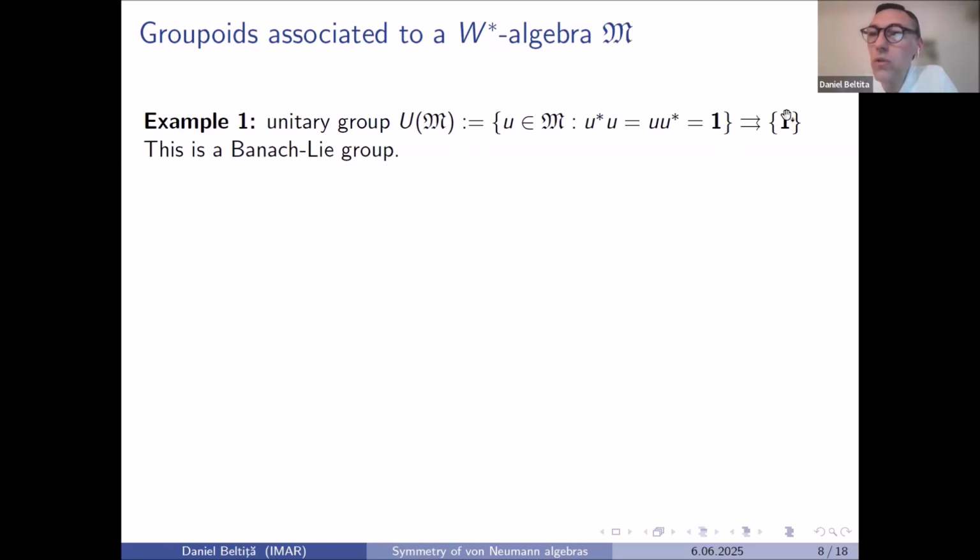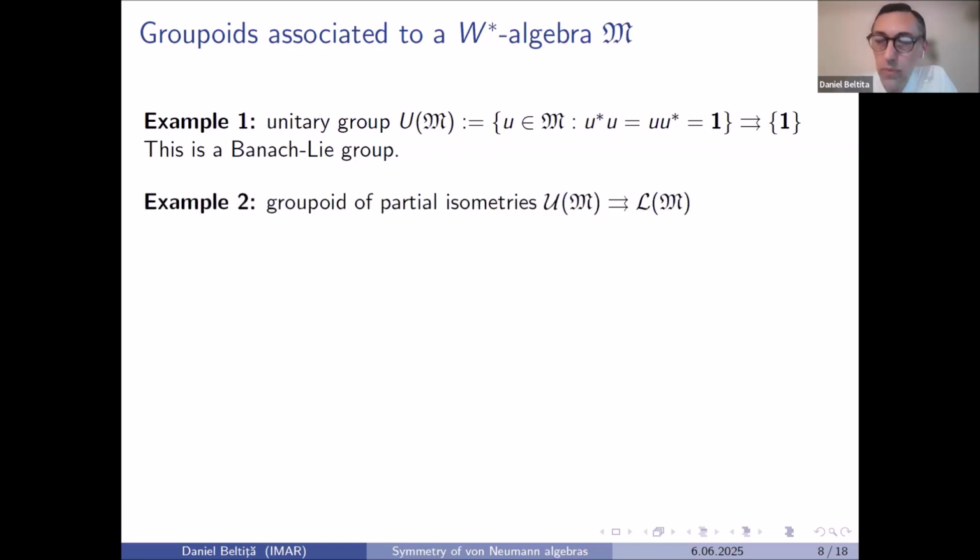It is a groupoid with only one unit element because it is a group. In this way, every group is a groupoid and every Banach-Lie group is a Banach-Lie groupoid. The second example replaces the unitary operators by partial isometries. And this is really a groupoid which is not a group, as the partial isometries, for instance, on a Hilbert space, can be regarded as unitary operators between different closed subspaces.